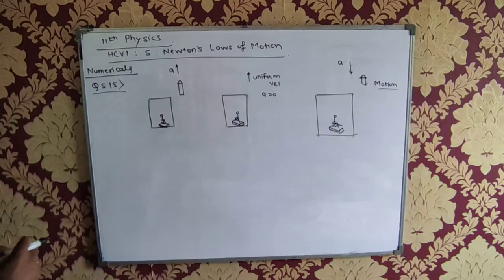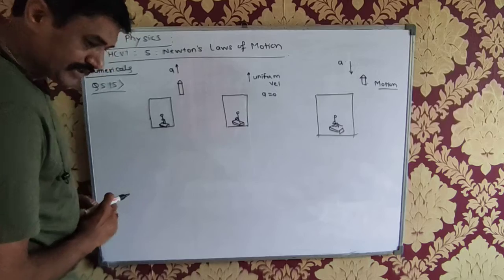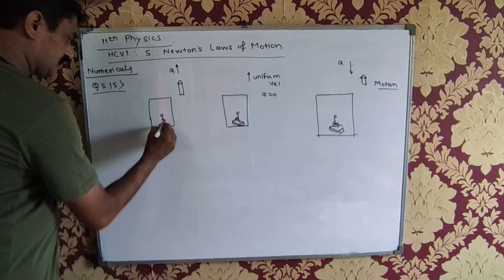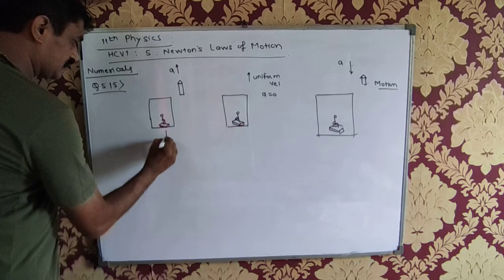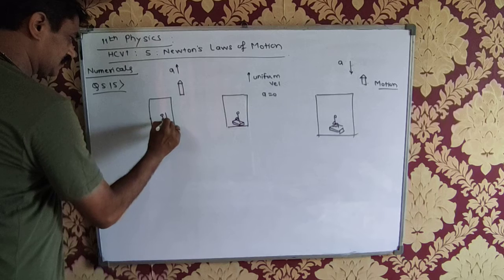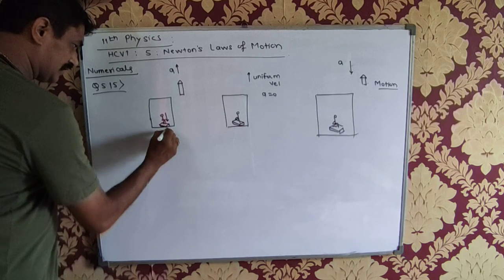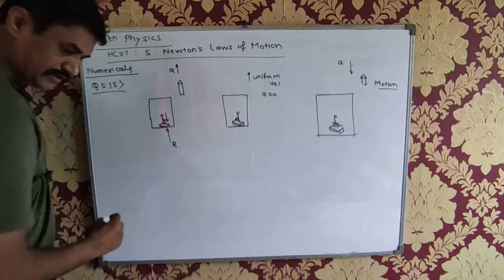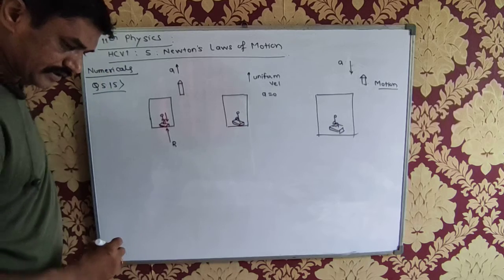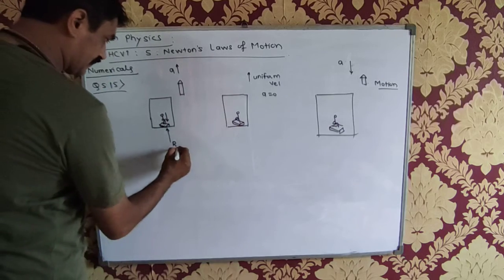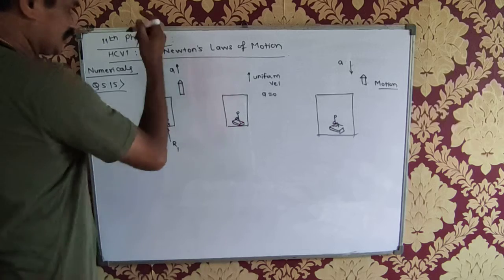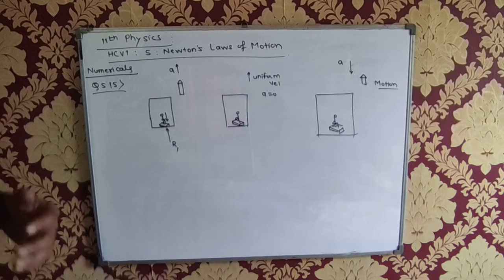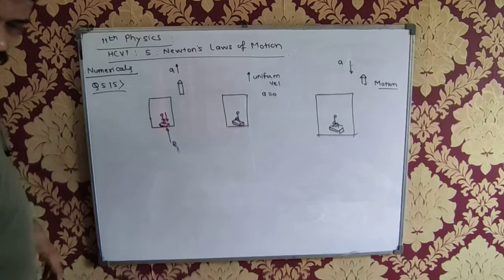Alright. So now if I draw the free body diagram, what is happening here? First of all, the weight is acting downwards. And there is the normal reaction. I'll call this normal reaction R1. Now the motion is upwards, so the force will be applied downward.